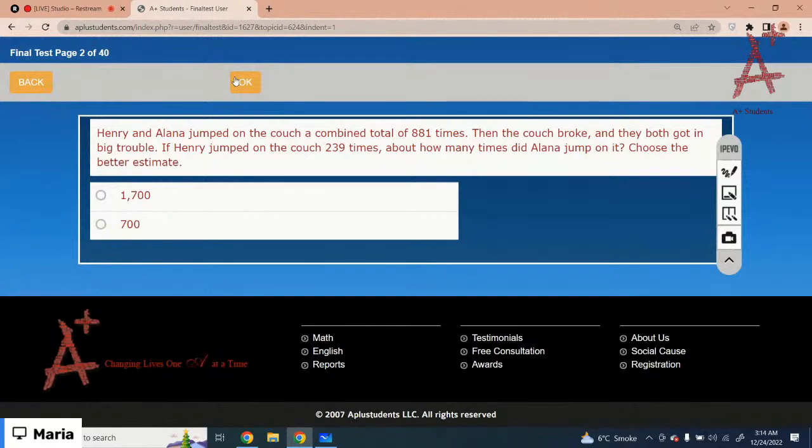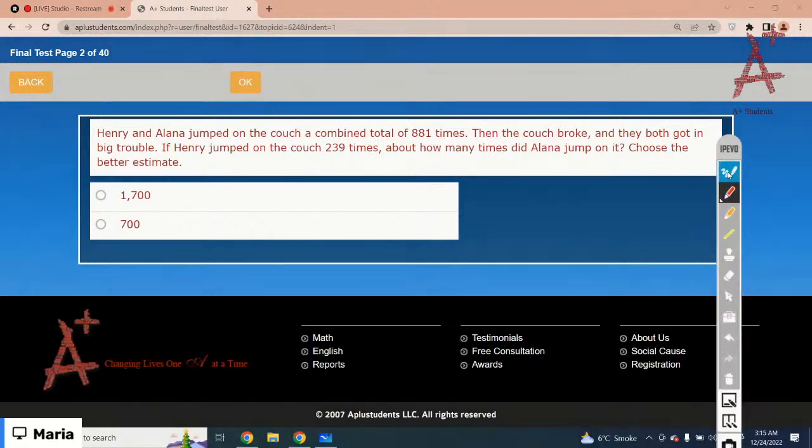Henry and Alana jumped on the couch a combined total of 881 times. Then the couch broke and they both got in big trouble. If Henry jumped on the couch 239 times, about how many times did Alana jump on it? Choose the better estimate. So you have to estimate the answer. Got it? Basically, if you subtract 239 out of 881, you'll get the exact answer. So first you have to round off the numbers.